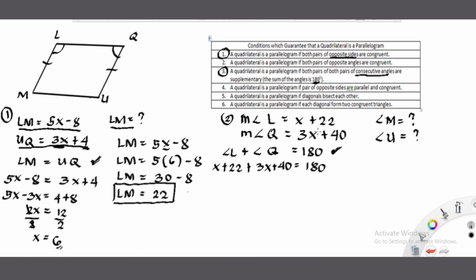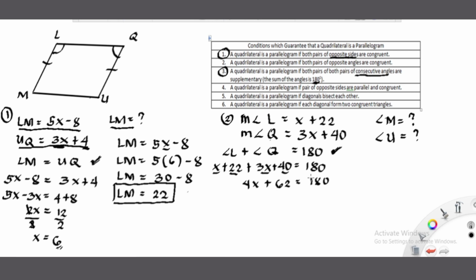Now, let's combine similar terms. So, x tsaka 3x ay similar terms. X plus 3x, the answer is 4x. 22 and 40 are similar terms. 22 plus 40, the answer is 62. Copy equals 180. Alright? So, solve for the value of x.